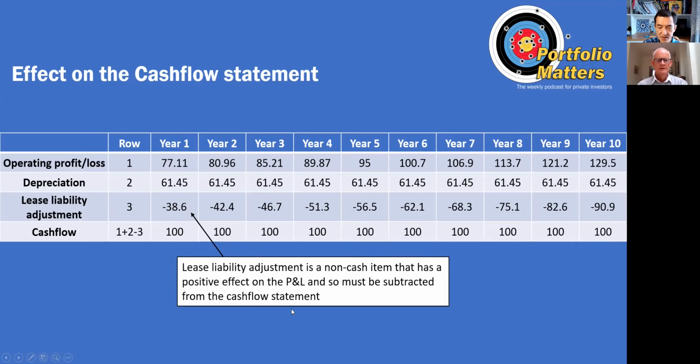Now, the lease liability is a non-cash item, and effectively, because you've written down the value of the lease liability every year, and that increases the assets of the company, you then need to write that down.